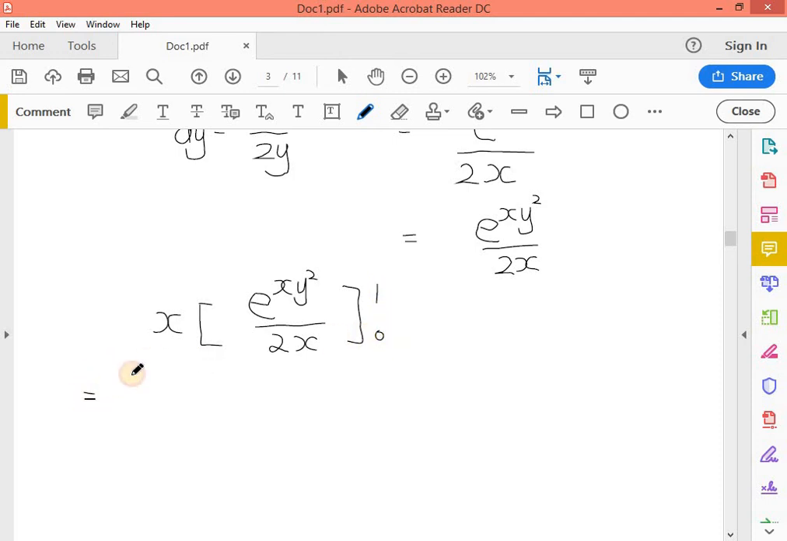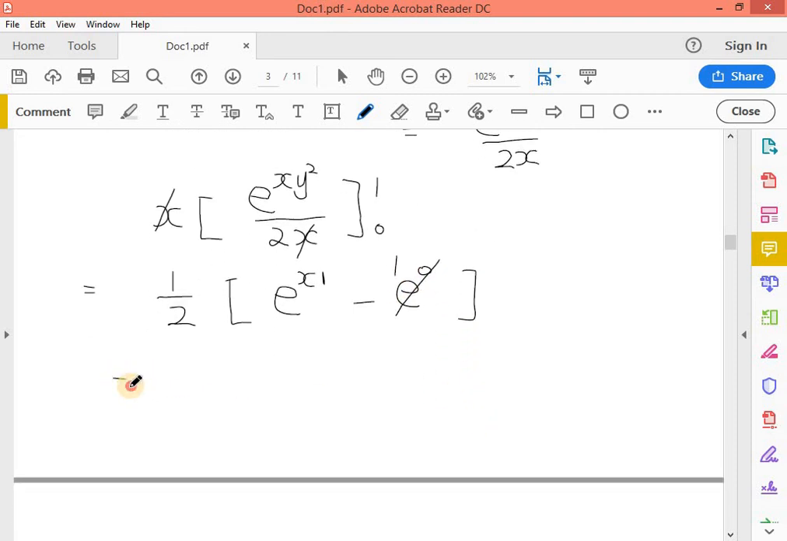So you continue to do it. This x you can cancel it. It will become 1 over 2 exponential x. You replace your y with 1. Don't be confused, don't replace your x with 1, that's a different story. And then you replace your y with 0, and this one will become 1. So now you will have 1 over 2 exponential x minus 1.